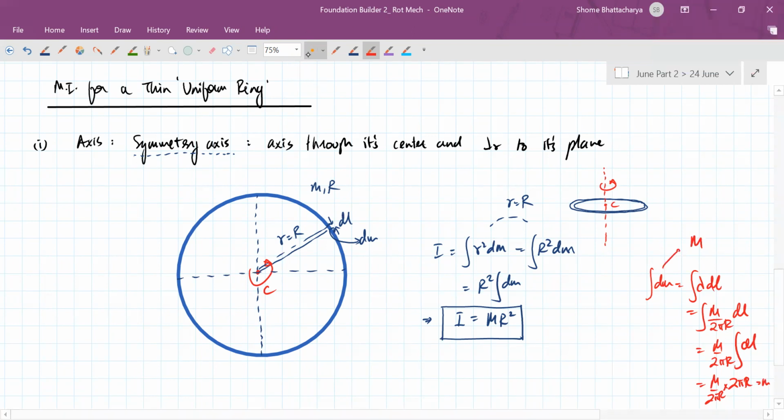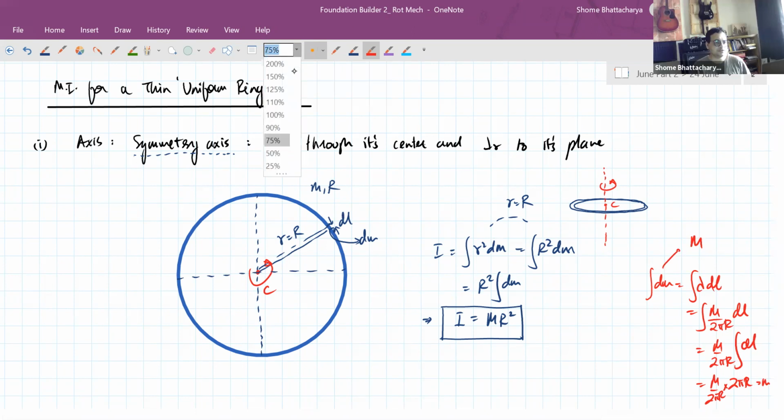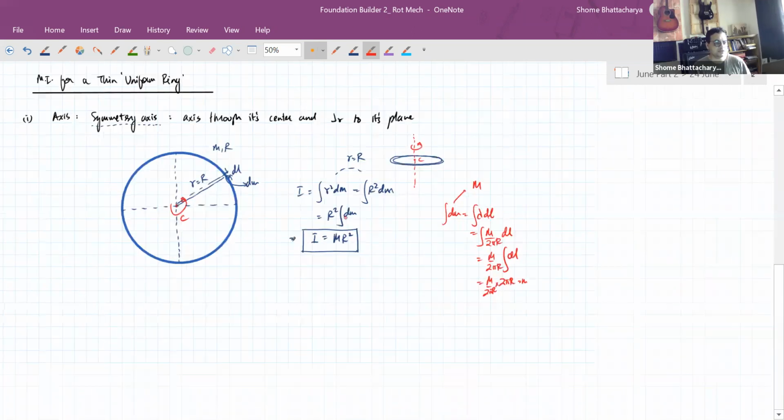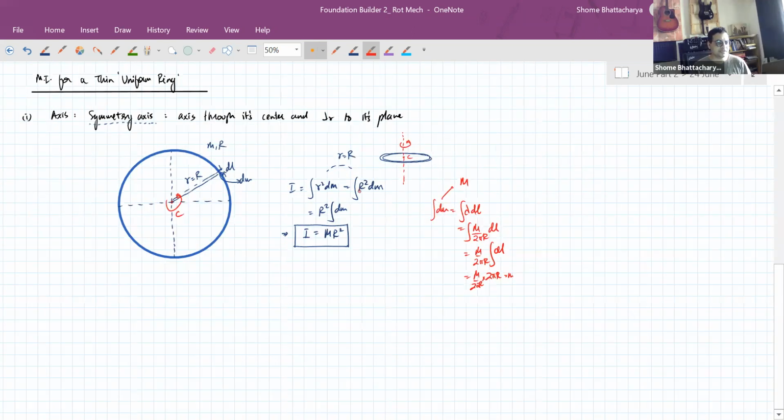Yes, sir. Now in the next example, you will see that we can't do this, because it's very rare that we can take the whole thing outside and are just left with integration dm. So the second case is when we take a different axis. We'll take the axis as the diameter axis next. Diameter of the ring.